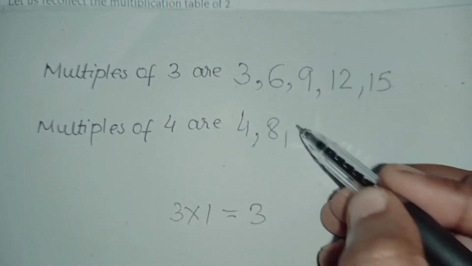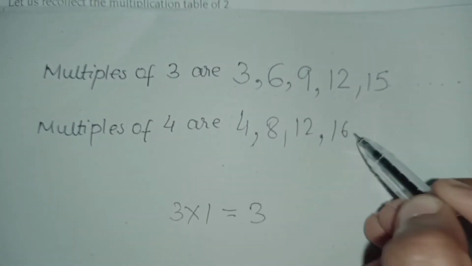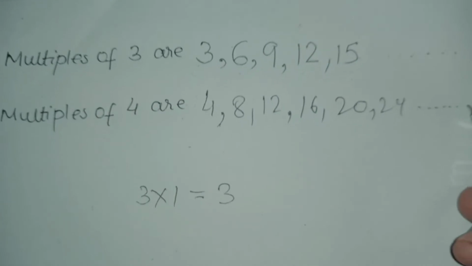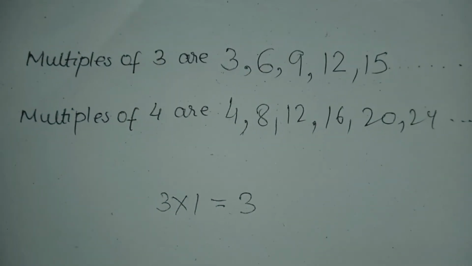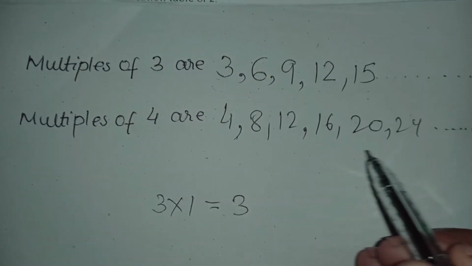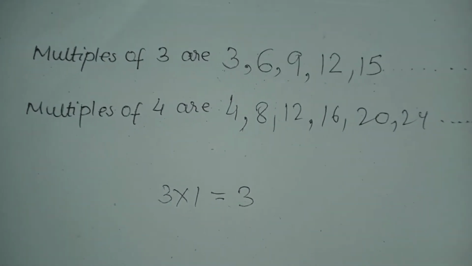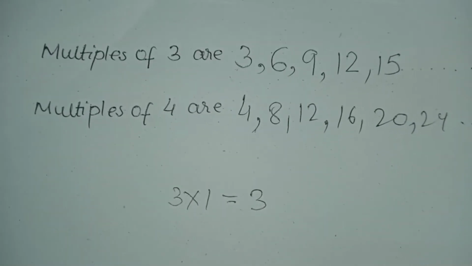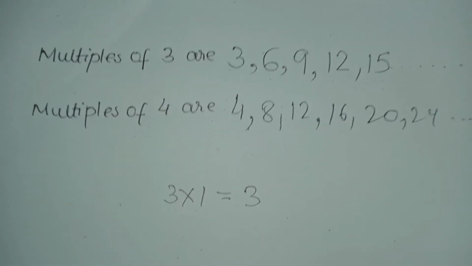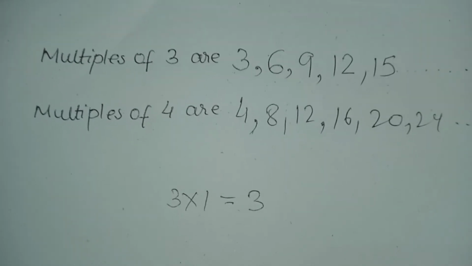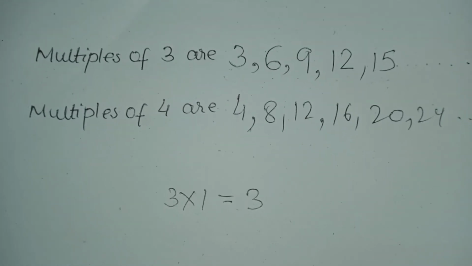4 1 ja 4, 4 2 ja 8, 4 3 ja 12, 4 4 is 16, 4 5 is 20, 4 6 is 24, and many more are there. So these are what? These are the multiples of what? 4. These were the multiples of 3. These are the multiples of 4. Or simply you can remember the table, and the products which we get are the multiples of that particular number. So I hope you have understood the multiples.